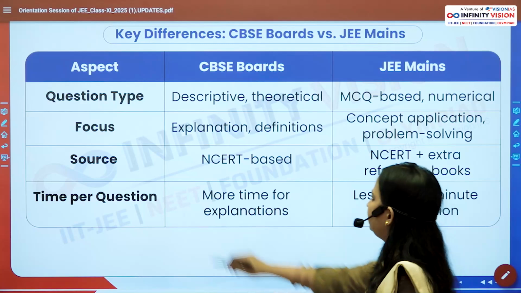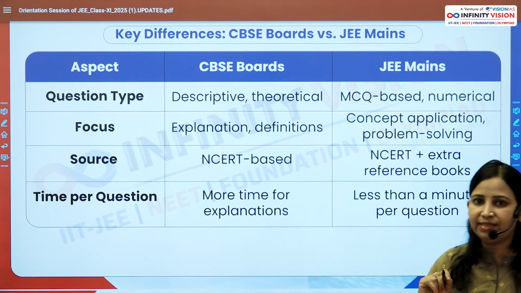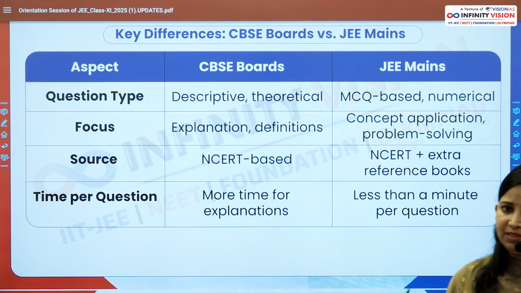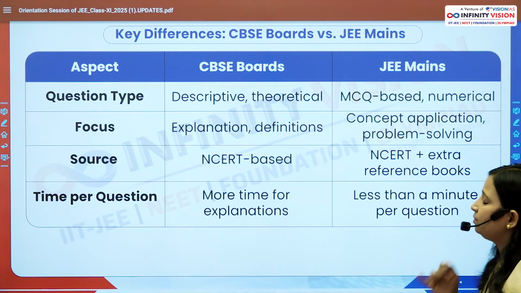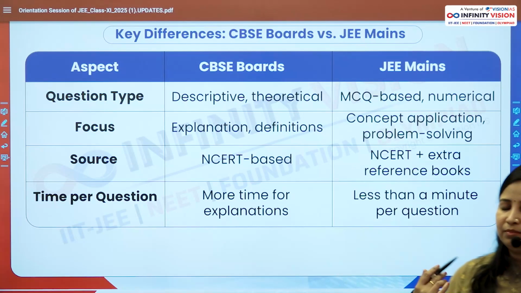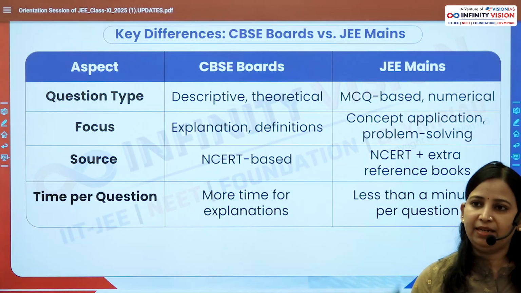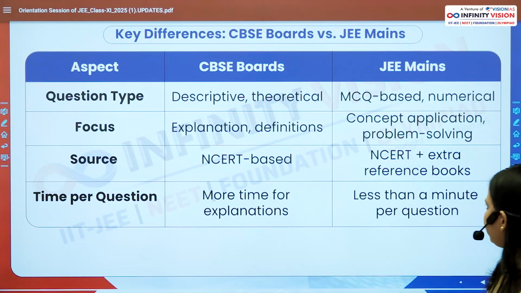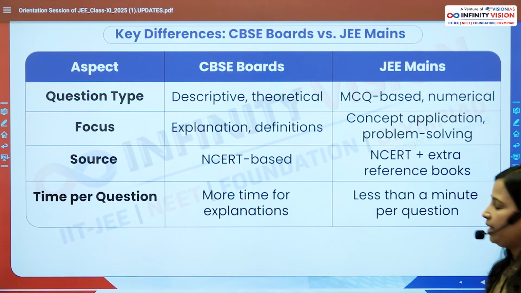Now the main focus here is on explanation, to the point answers, definitions, diagrams. Okay. And in case of JEE Mains, the questions are based mostly on the applied part, that is how a concept is being applied in different types of questions. It involves problem solving. Okay, the source for CBSE exams is NCERT.